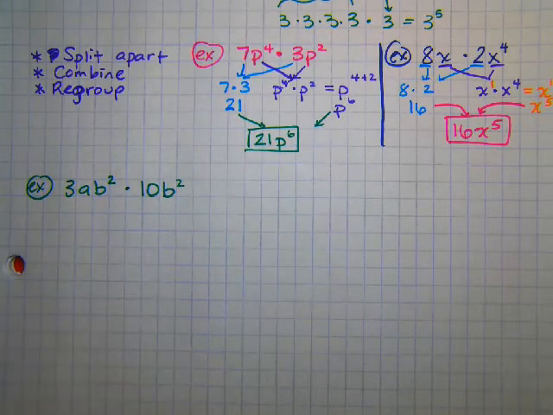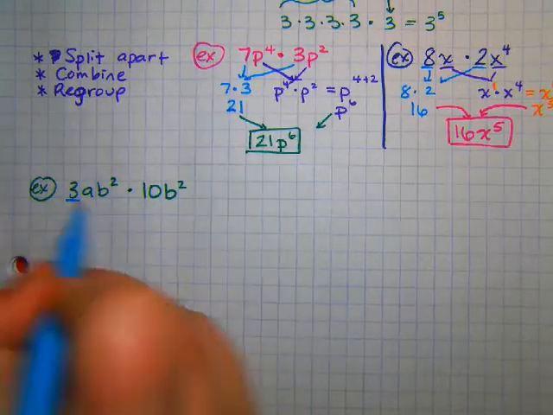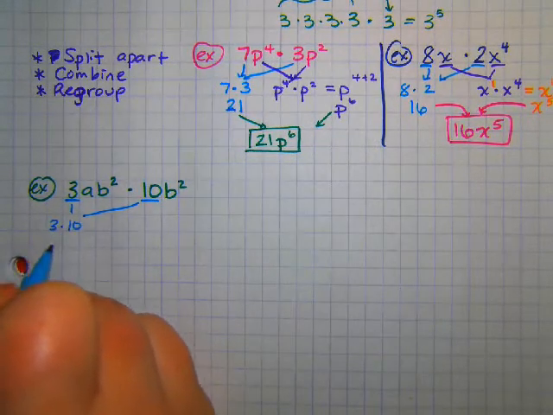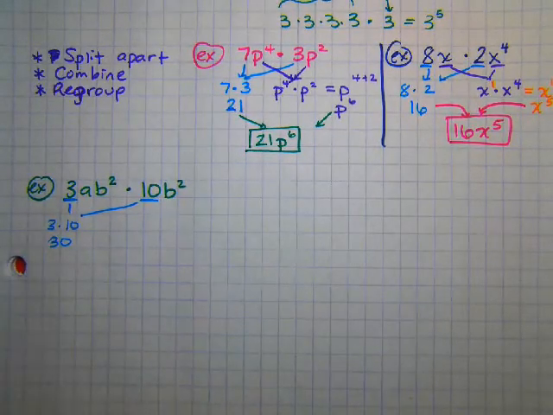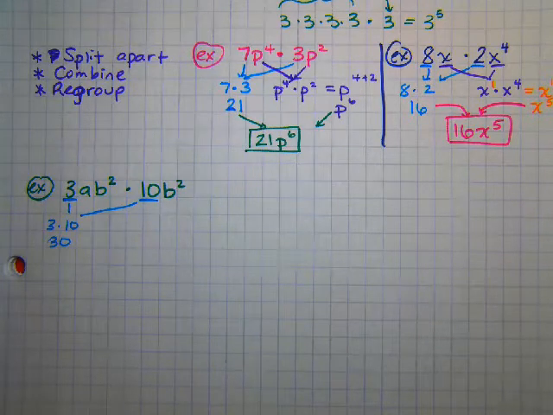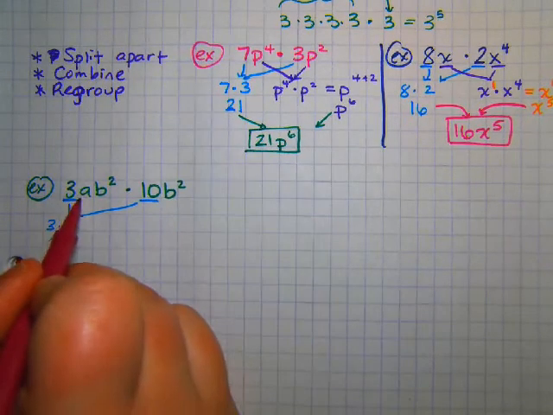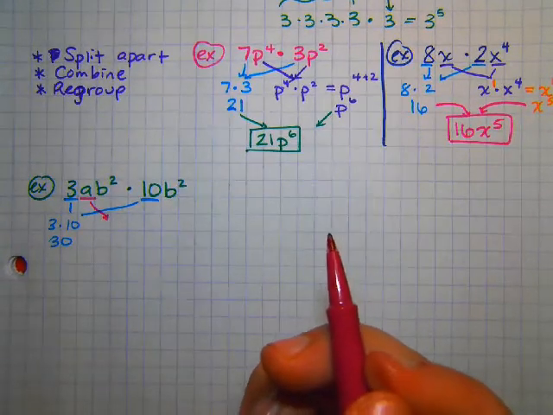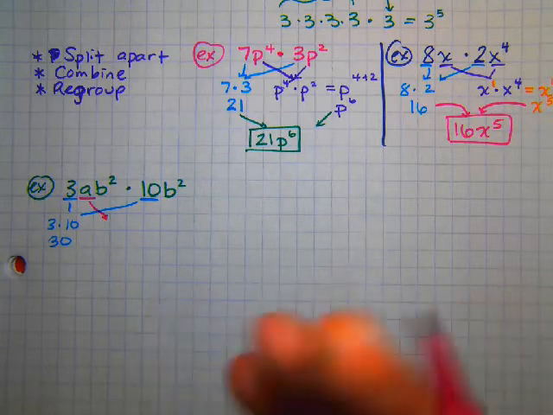So let's start with my numbers. I have 3 and 10, and when I bring those together, I have 3 times 10, and that's 30. Okay, then I'm going to start the variables, and I'm going to do it alphabetically. You don't have to do it in alphabetical order.